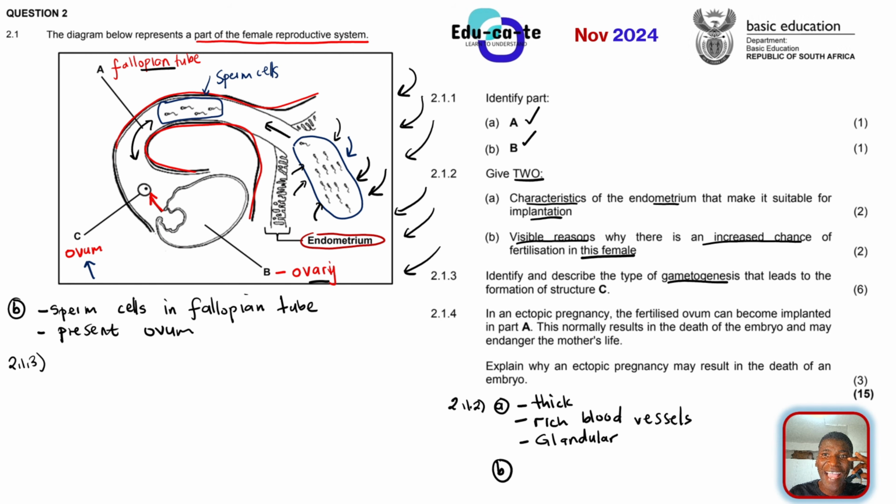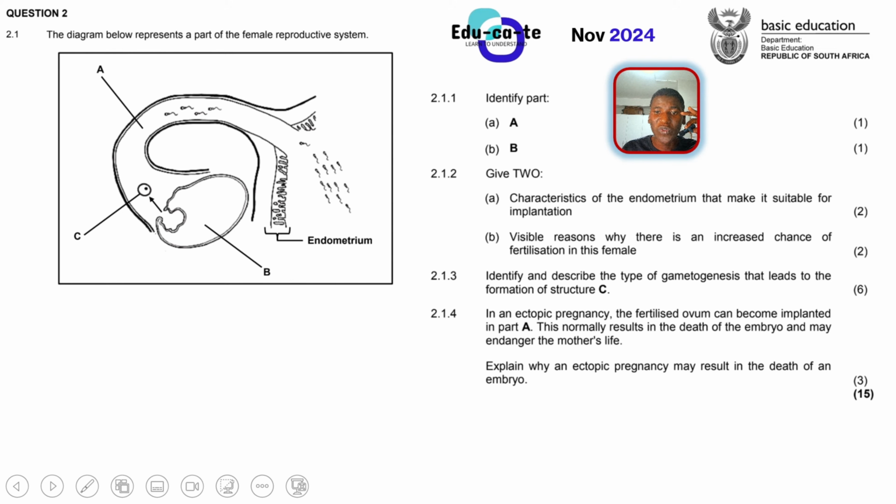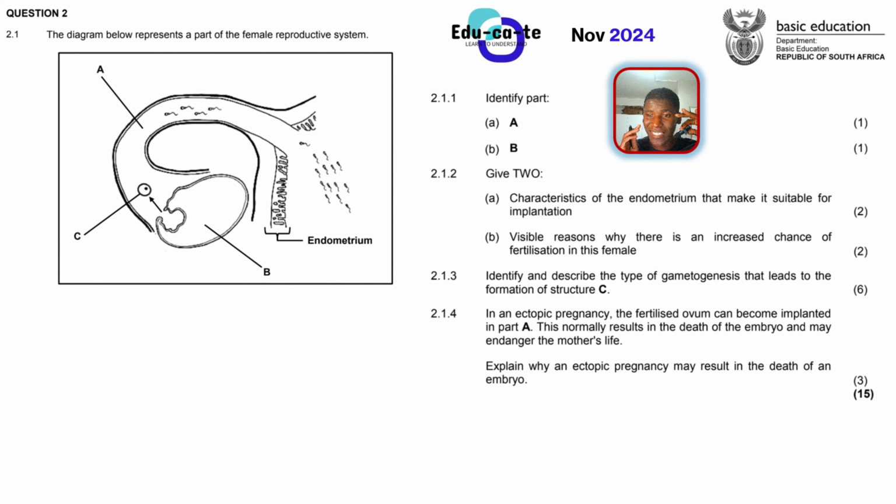It says identify, and then it also said describe. So we are given 6 marks. The question has got 2 parts. You have to identify. Let's now go. Which gametogenesis is occurring here in this diagram that leads to the formation of structure C? Remember, structure C, we have already labeled it to be an ovum. So which gametogenesis is leading to the formation of an ovum?